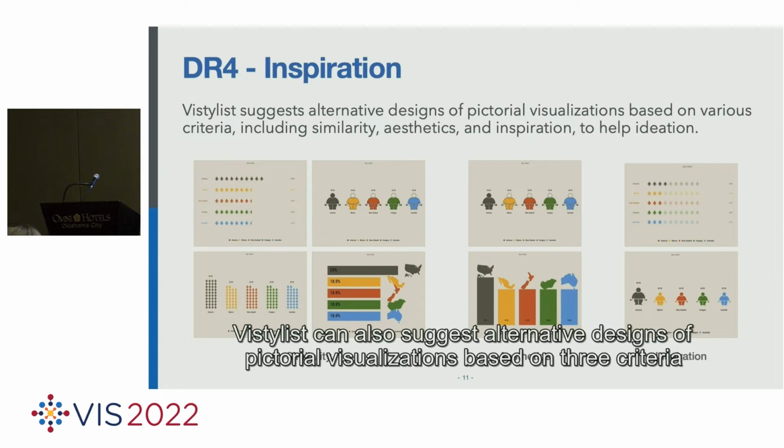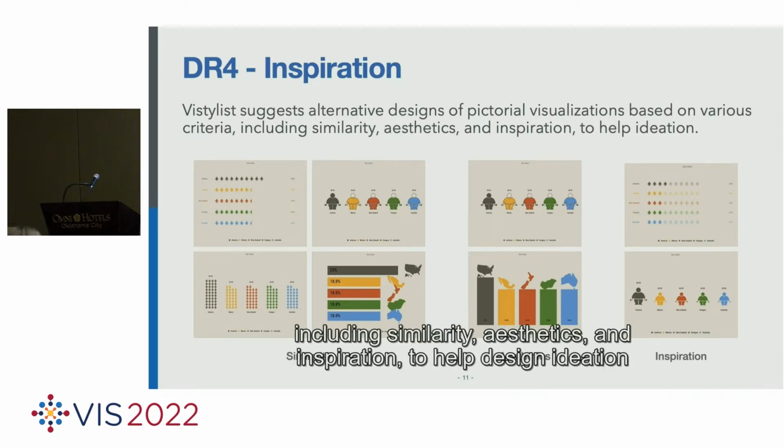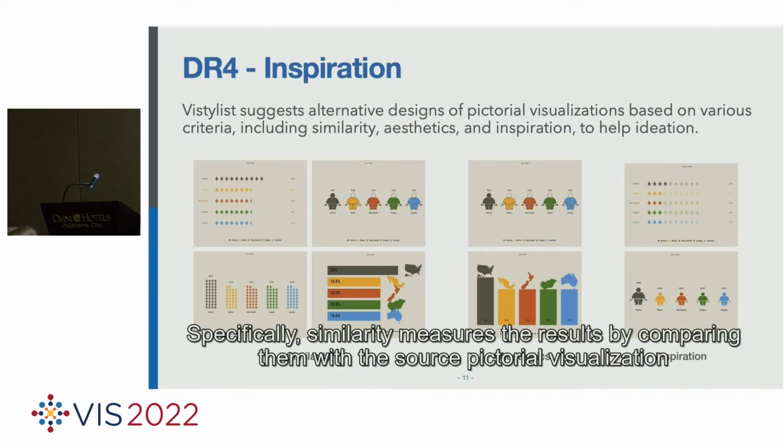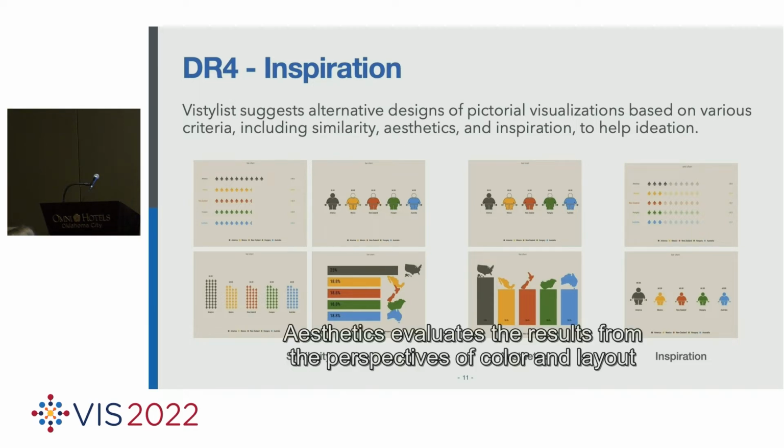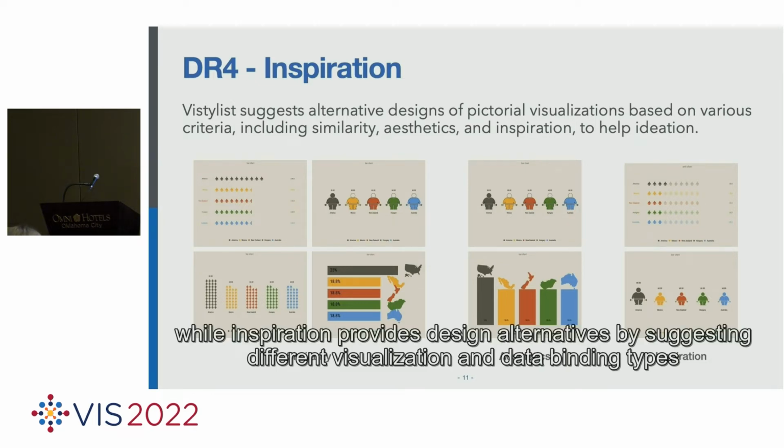vStylist can also suggest alternative designs of pictorial visualizations based on 3 criteria, including similarity, aesthetics, and inspiration to help design ideation. Specifically, similarity measures the results by comparing them with the source pictorial visualization, and the most similar one amongst the results is ranked the highest. Aesthetics evaluates the results from the perspectives of color and layout, while inspiration provides design alternatives by suggesting different visualization and data binding types.